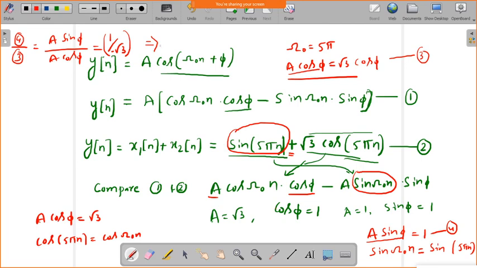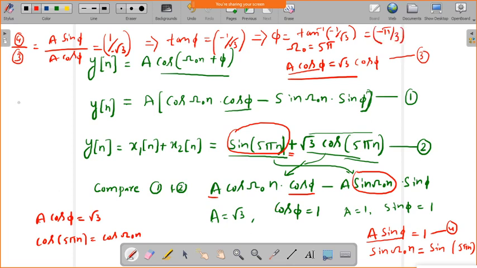So now this will become tan phi equal to minus 1 by root 3. So now what is the value of phi, which is tan inverse of minus 1 by root 3, which will give minus pi by 3.